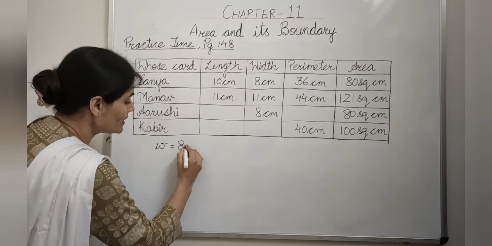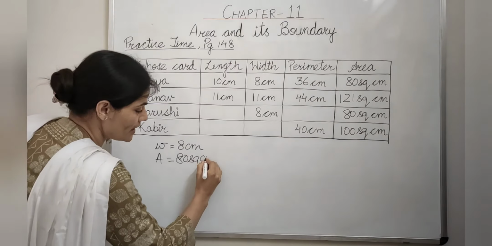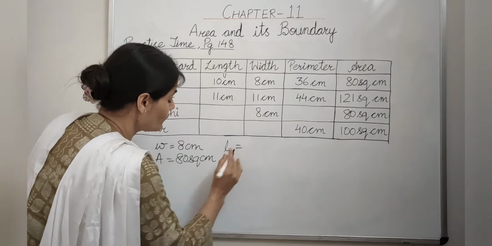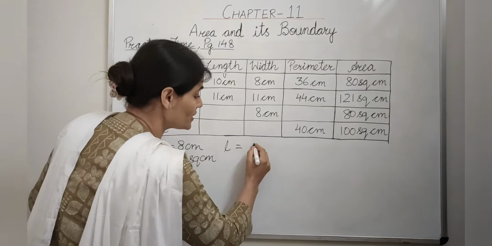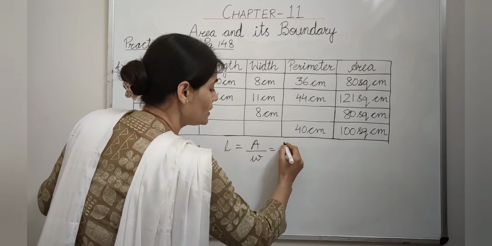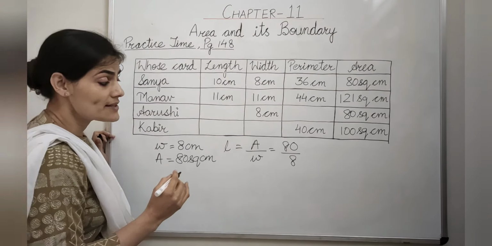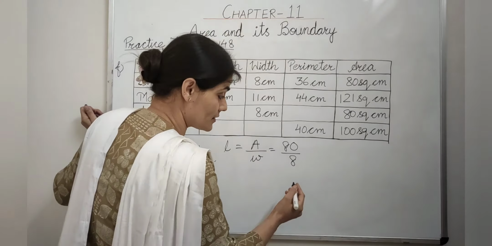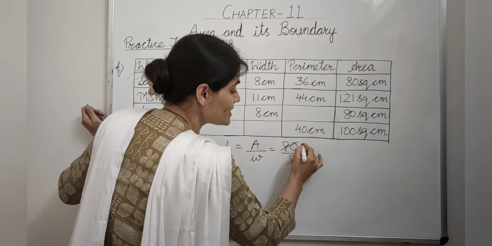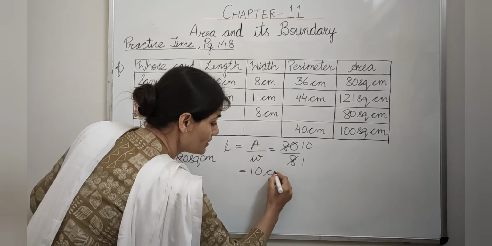So that's why let's write the given information first of all. Width is equal to 8 cm. Area is equal to 80 square centimeter. Now with this information, we'll first find the length. When area and width are given, what do we do? We divide the area with the given width. So let's put the values here. Area is equal to 80 and width is equal to 8. So let's divide them with the highest common divisor or highest common factor, you can say. 8 ones are 8 and 8 tens are 80. So the length of Arushi's card is 10 centimeter.